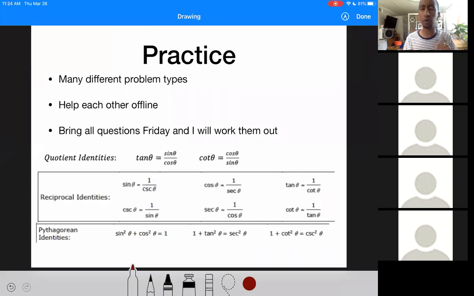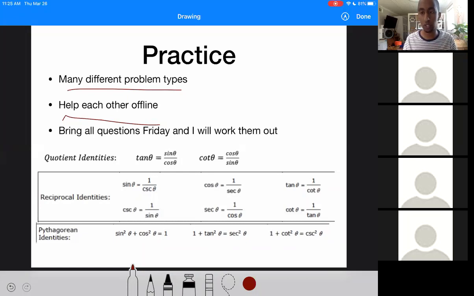I posted it on Google Classroom. It's in PDF form. There's going to be many different problem types. We have to apply different identities. I would encourage you to help each other offline. Kind of like in the class setting, usually you would work together with your table, and it's really helpful, right? We don't have that now, so I would encourage you to message each other offline.